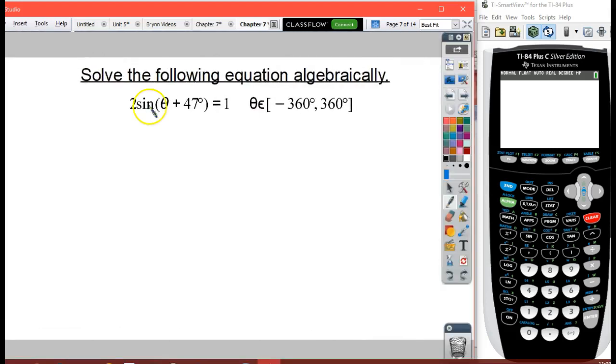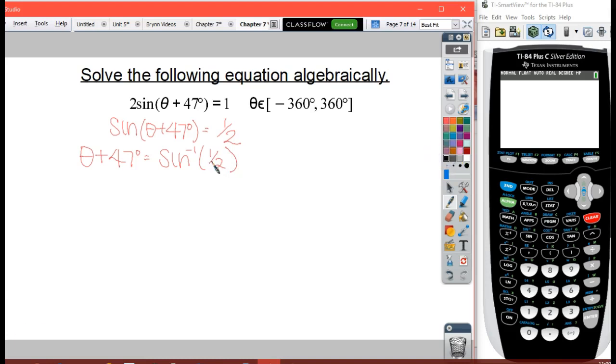I'm going to start by getting my trig function alone. So I'm going to divide both sides by 2, and I will get the sine of theta plus 47 degrees will equal 1/2. Now that there's nothing more that I could do to the outside of the sine function, this is where I'm going to find the sine inverse. And so theta plus 47 degrees will equal the sine inverse of 1/2.